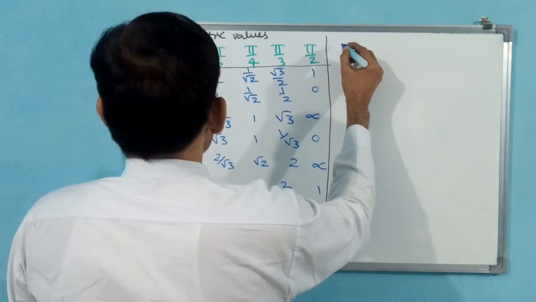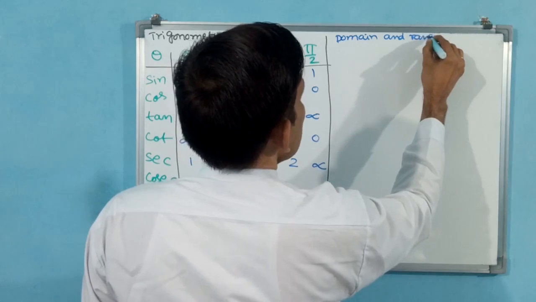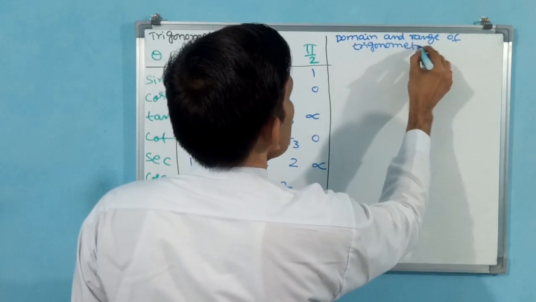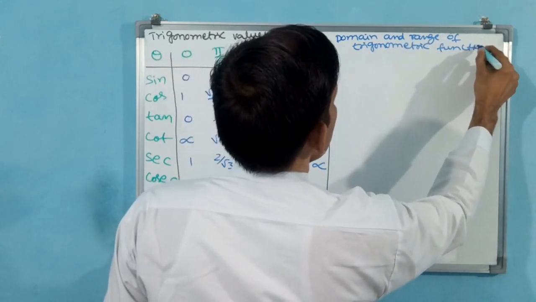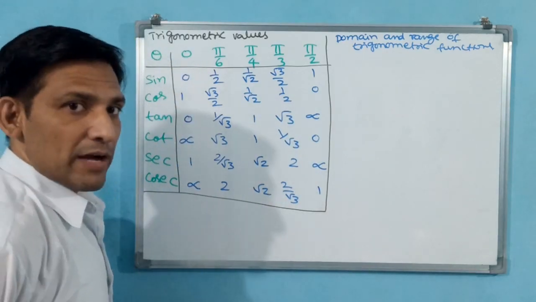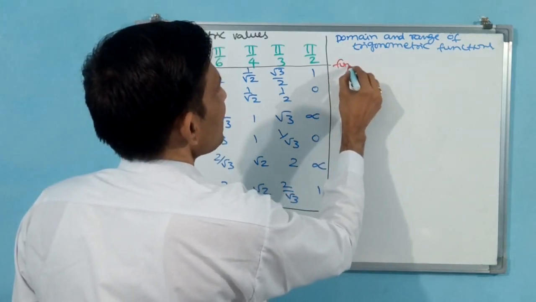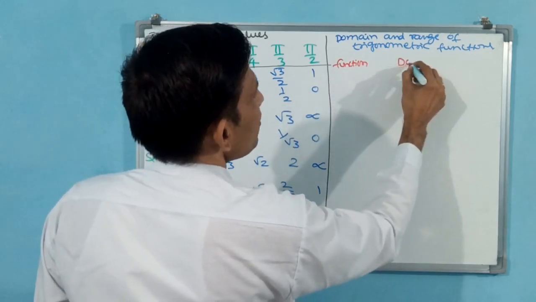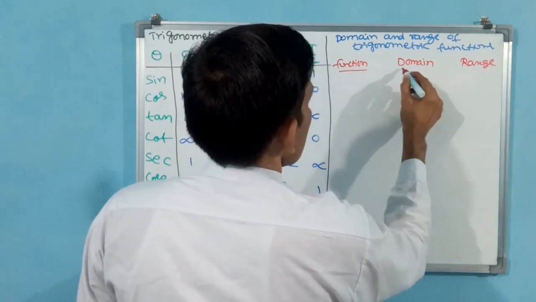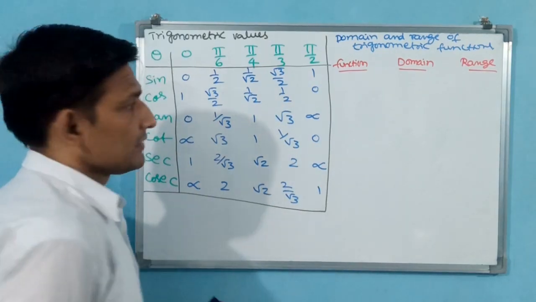Okay. Let me write domain and range of trigonometric functions. Okay, domain and range of trigonometric functions. Now what I am putting as headings, you see, this is function, this is domain, this is range. Okay, function, domain, range. You observe carefully what I am writing.